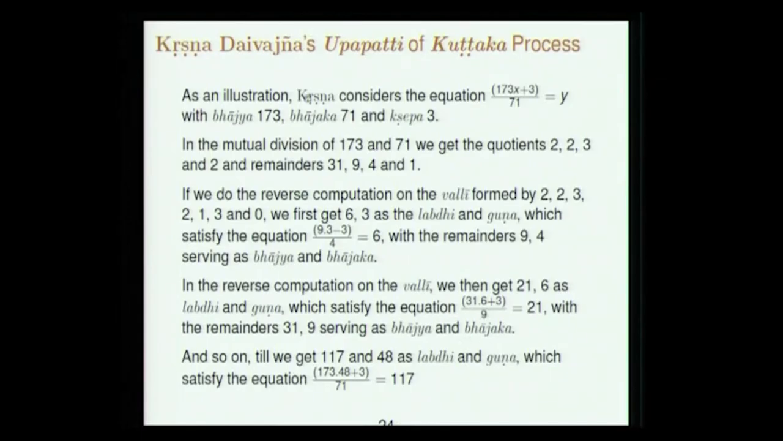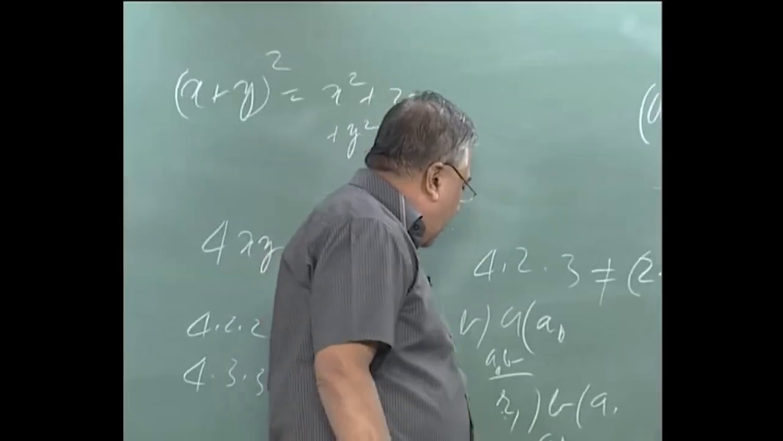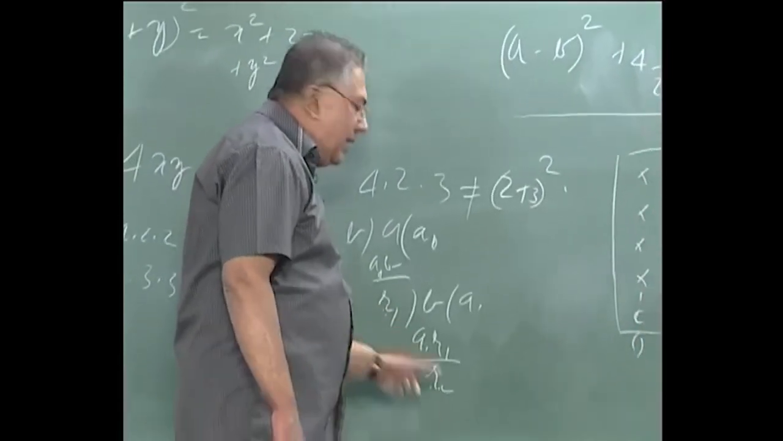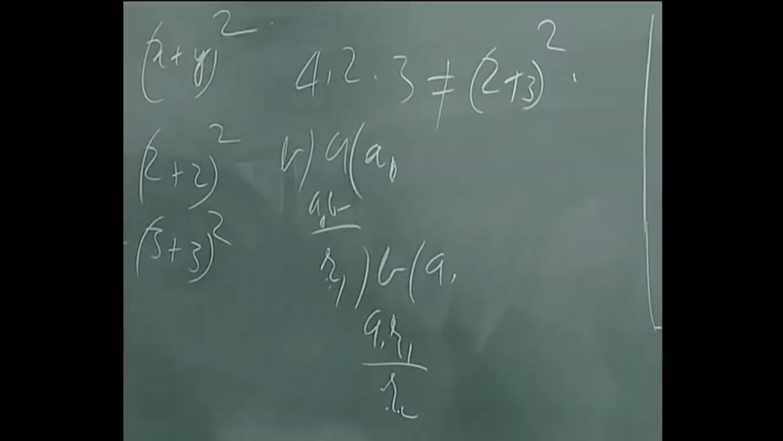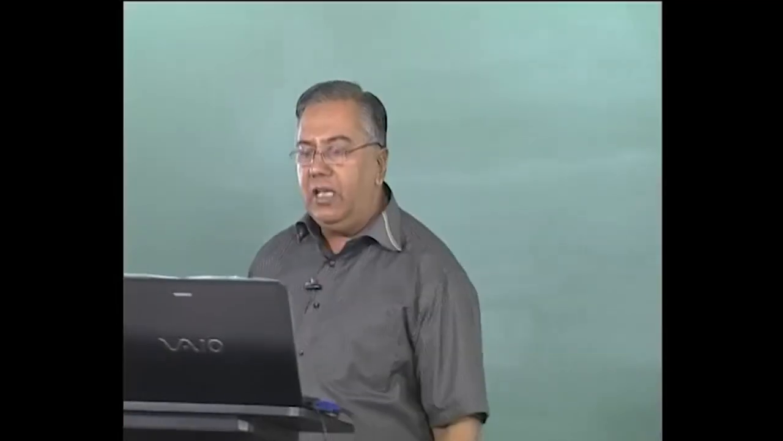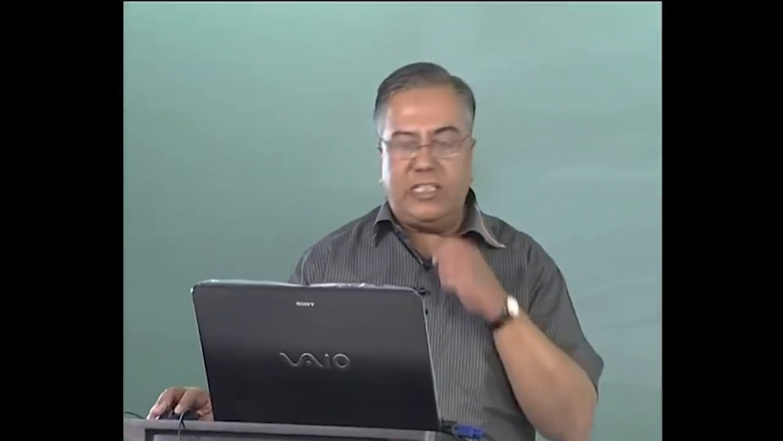In the next step, you will have a Kuttaka problem solution with the two remainders 31 and 9. The next Guna and Labdhi will solve the Kuttaka problem with these two remainders, and finally, you will get the solution for the Kuttaka problem with 173 and 71. So, the reverse operation in the valli is essentially solutions of the Kuttaka problem with the successive remainders that appear here. This is at the crux of the argument in proving that the Kuttaka procedure works.